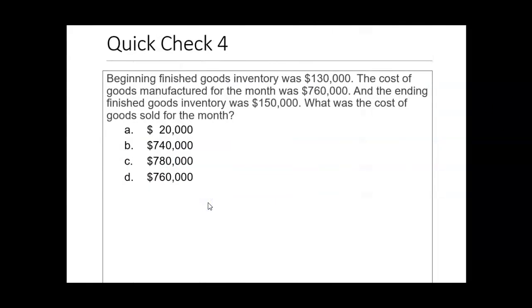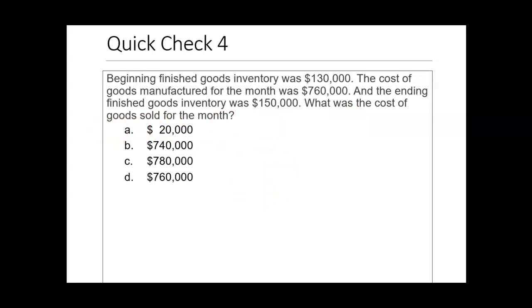Start over. Rewind. Beginning finished goods inventory was $130,000. The cost of goods manufactured for the month totaled $760,000. And the ending finished goods inventory was $150,000. It said, what was the cost of goods sold for the month?